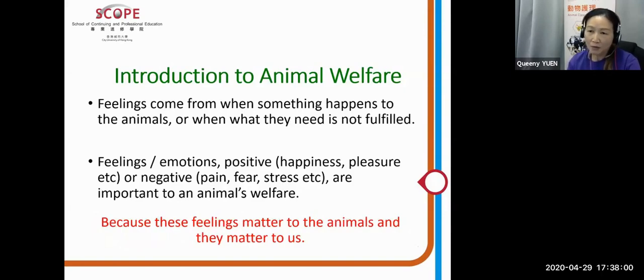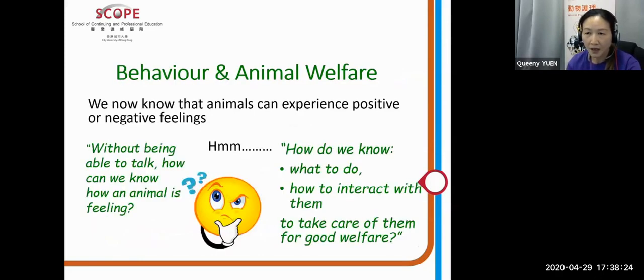What animals experience or what we do to the animals under our care causes them to have physical feelings and emotions. And these can be positive or negative. We need to understand animals' feelings and emotions in order to do things for them that give them positive feelings and emotions for good welfare and happier lives. So how do we know if animals are experiencing positive feelings and emotions, as they cannot tell us or talk to us in a language that we understand?